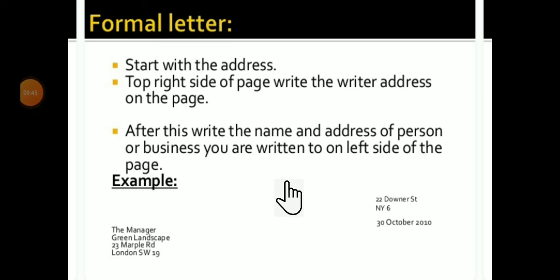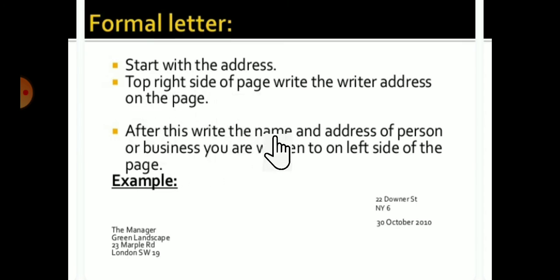Here we have a slide on the formal letter. How to begin a formal letter? Here we are going to read. The first point for beginning the formal letter is: start with the address. What have they given? Top right side of the page, write the writer's address. In this point they have given top right side of the page. Either you can write top right side of the page or top left side of the page.